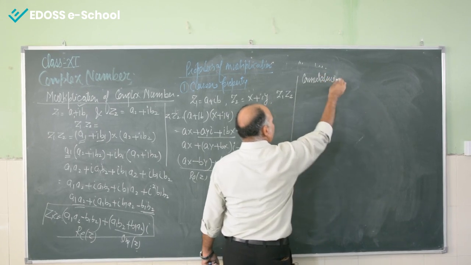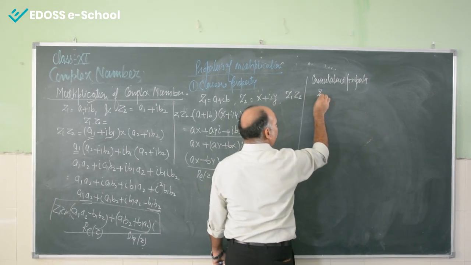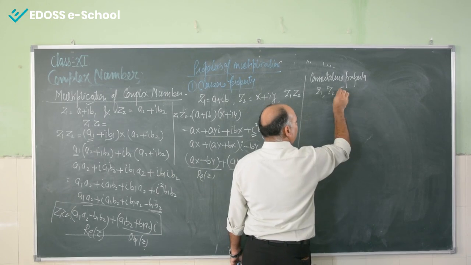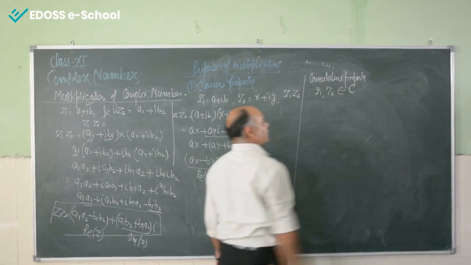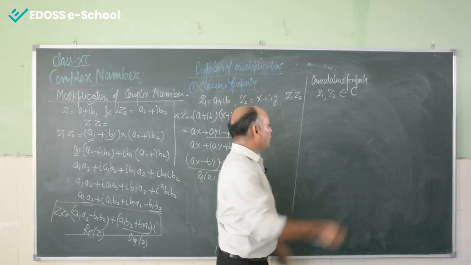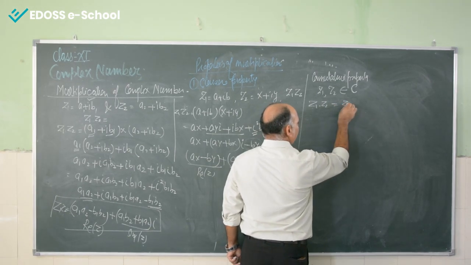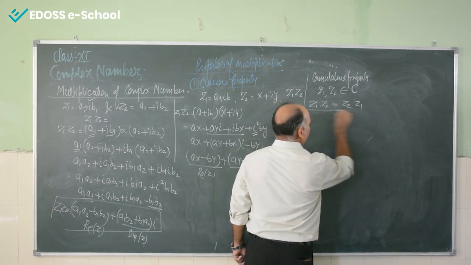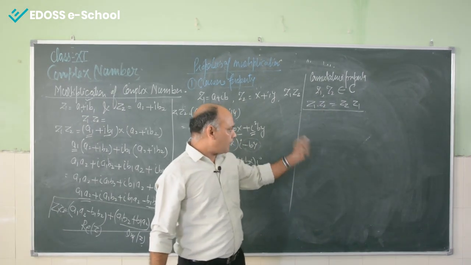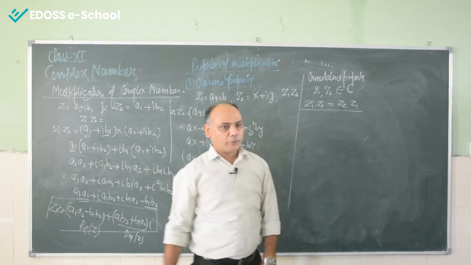Commutative property. The commutative property says if Z1 and Z2 are two numbers belonging to the complex numbers C. This is the sign of belongs to. Then Z1 into Z2 will be equal to Z2 into Z1. The value of Z1 and Z2 will be the same as the value of Z2 and Z1. This is called the commutative property.